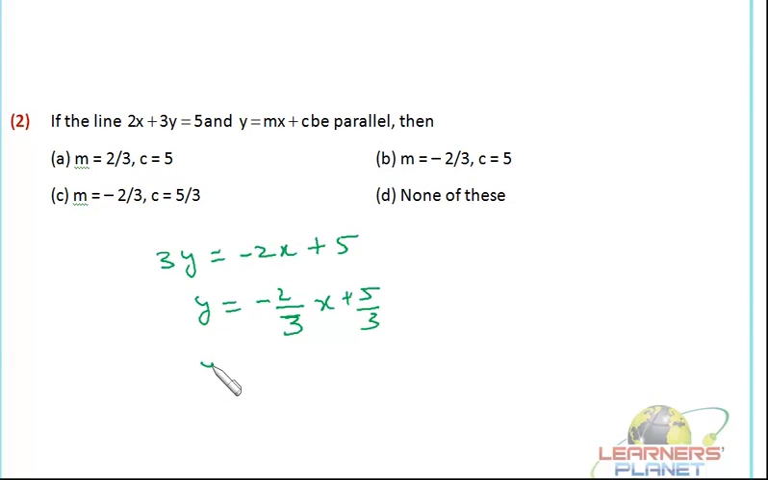Now you can make comparison. y is equal to mx plus c. So m is minus 2 by 3. So slope of this line is minus 2 by 3 and slope of this line is m. Now if these two lines are parallel, that means their slopes must be equal, right? So m is equal to minus 2 by 3, right? So slope must be minus 2 by 3. So we have this over here and over here.